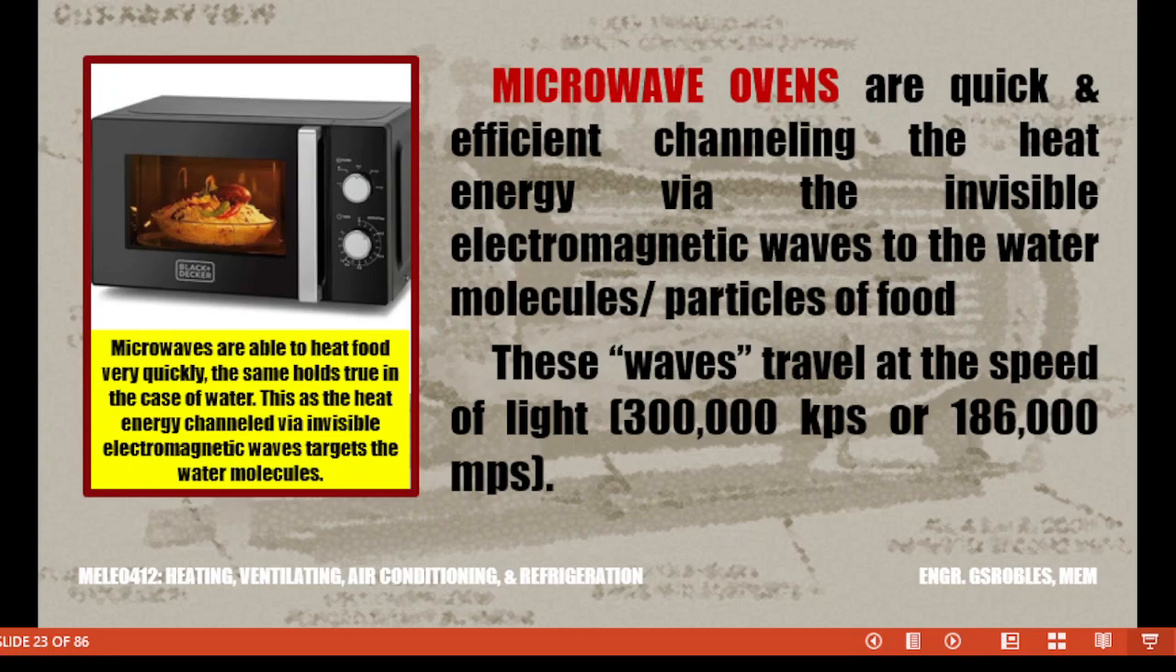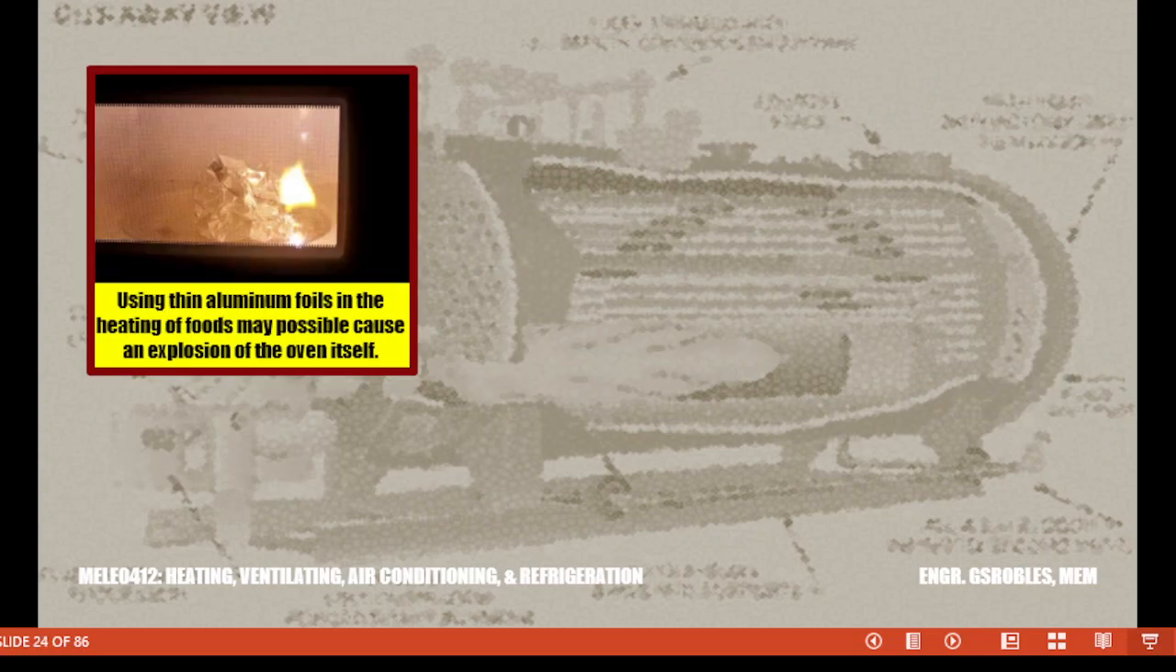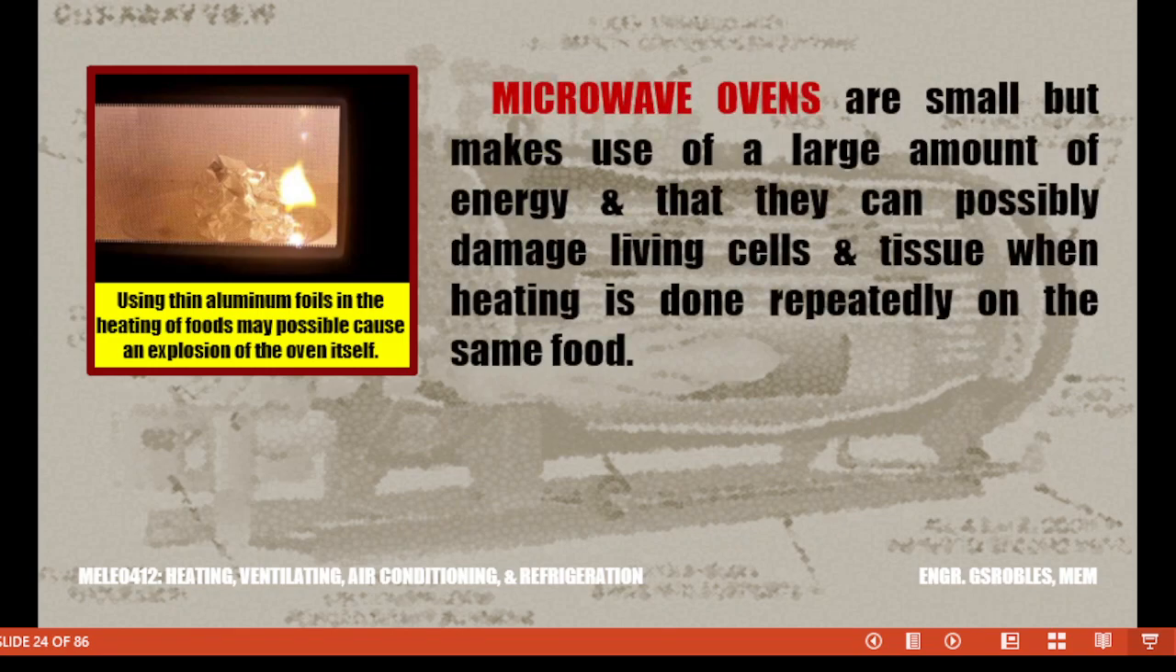So, yung sinabi ko sa inyo kanina, yung transfer of heat natin is to take place at the speed of light. So, basically, natatransfer niya itong invisible electromagnetic waves at speeds of 300,000 kilometers per second or around 186,000 miles per second. So, maliliit lang sizes na microwave ovens but they use large amounts of electric energy. So, kung gagamitin nyo na madalas yung mga microwave oven sa bahay, definitely tataas yung electric bills nyo, no?